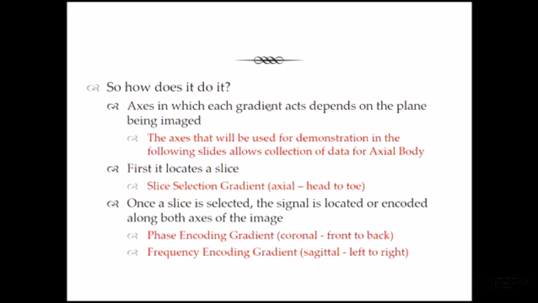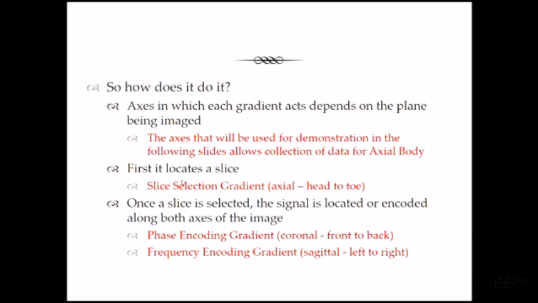So how does it do it? Again, we're just thinking about what sort of imaging we want to do. Are we doing sagittal, coronal, axial? The axes in which the gradient acts depend on the plane being imaged. What that's saying is that if we want to do an axial image, then we're talking about changing it from head to feet. So we're talking about changing the coils at the top and the bottom of the body, the superior and inferior extremes of the body.